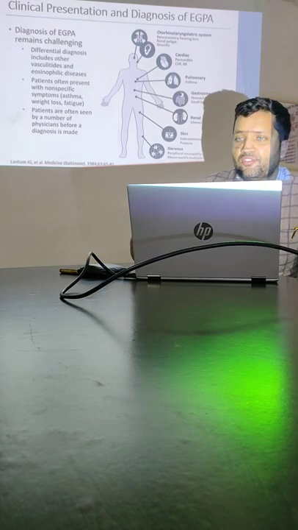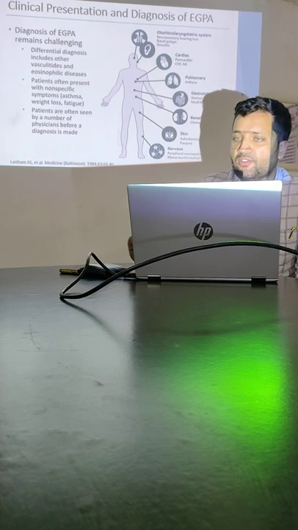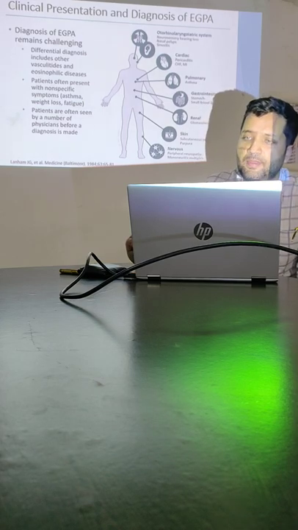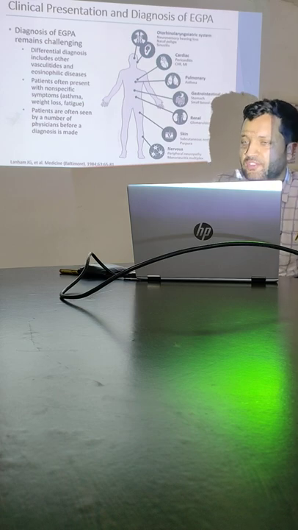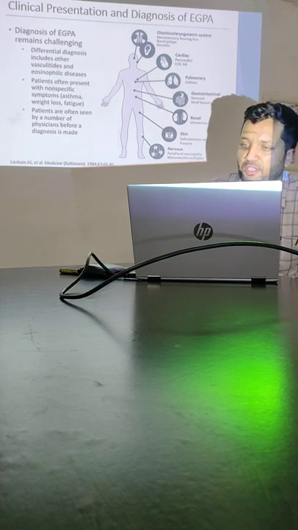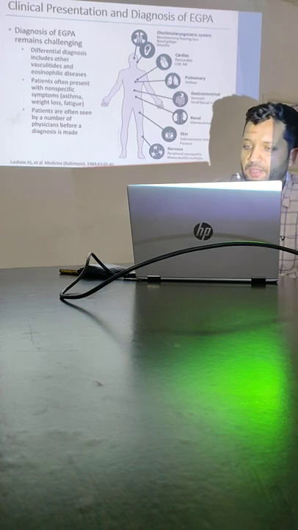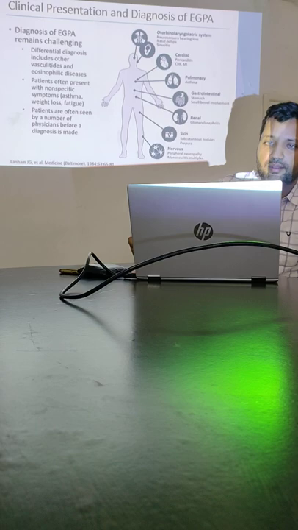Clinical presentation and diagnosis of EGPA, from top to bottom: neurosensory, hearing loss, nasal polyps; cardiac, endocarditis, pericarditis, myocardial infarction; pulmonary, asthma; GI, small bowel; renal, glomerular nephritis; skin, nodules; and peripheral nervous system, peripheral neuropathy and mononeuritis multiplex.